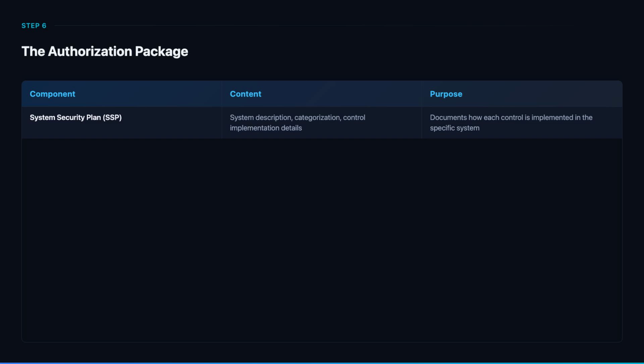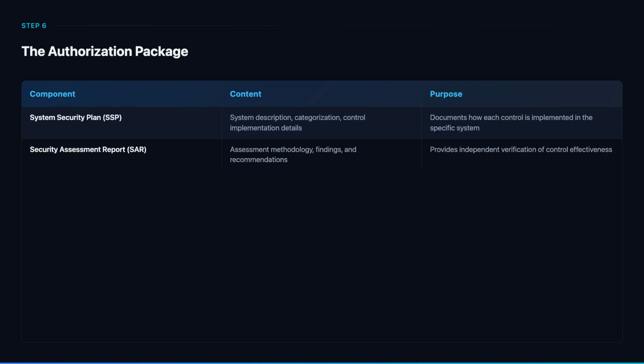The SSP must be accurate, current, and specific to your system. Assessors and authorizing officials rely on it as the primary source of truth. The Security Assessment Report documents the assessor's methodology, findings, and recommendations. It provides independent verification of whether controls are implemented correctly and operating as intended.